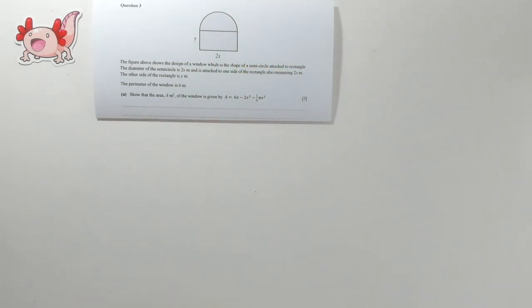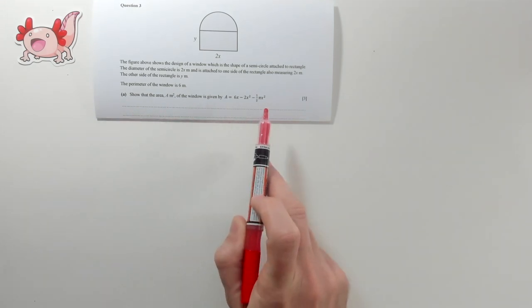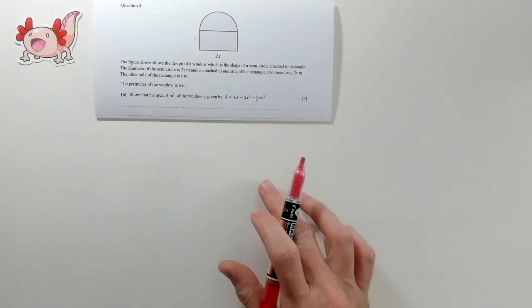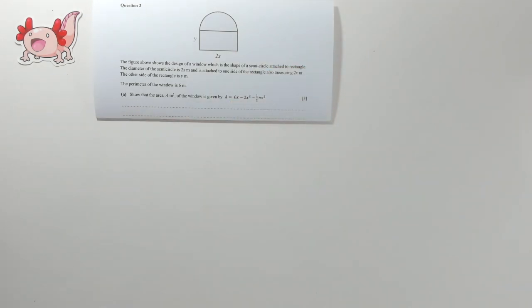Now in this question, it's very structured, so they're asking us to show that the area of the window is given by this, and then the follow-up question is, hey, work out the x value where the area is the maximum. Now usually in an exam, they're not going to give it so nicely and structured for you, so they'll just say, hey, what's the maximum area? And there's a couple of steps that you'll need to follow.